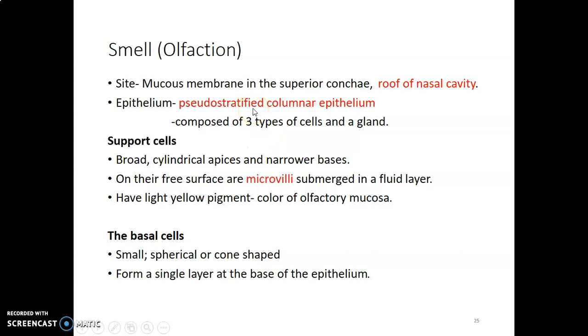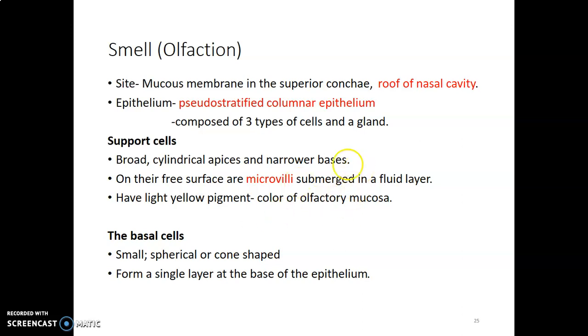So how do you perceive smell? So you have the olfactory mucosa at the roof of the nasal cavity, that's at the superior concha, and it's lined by pseudostratified columnar epithelium. Okay, then we have three types of cells and a gland. What are these cells? We have the support cells or the sustentacular cells, basal cells, and olfactory cells. So the support cells are broad with cylindrical apices, but their bases are narrow, and their surfaces have microvilli, and the olfactory are bipolar neurons.